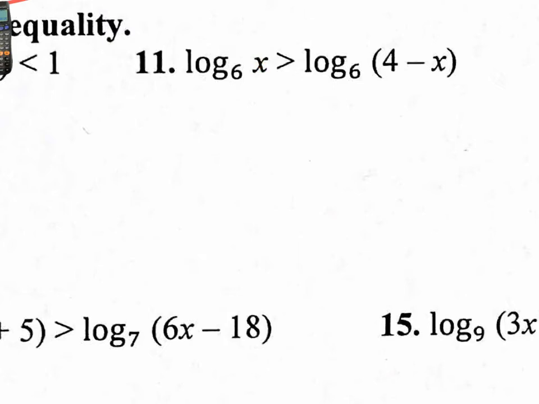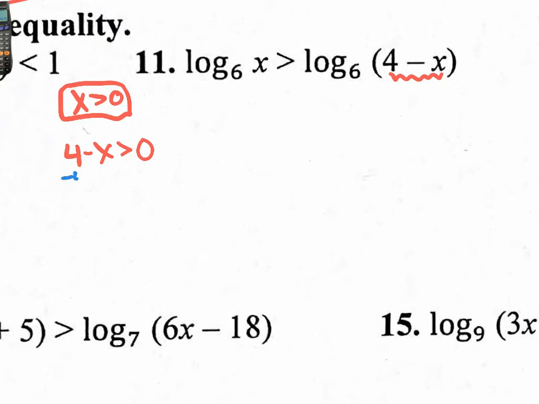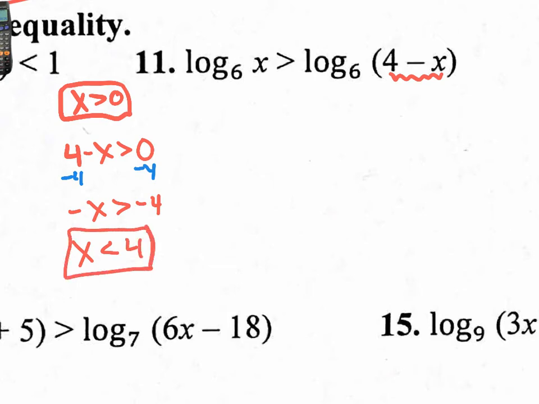This one right here has to be greater than 0, so let's just jot that down. X has to be greater than 0. That's one possible answer. And then we look over here. This guy has to be greater than 0. And when we solve that, minus 4, we end up with negative x is greater than negative 4, which means that our answer will be x is less than positive 4. That's another possible answer right there.